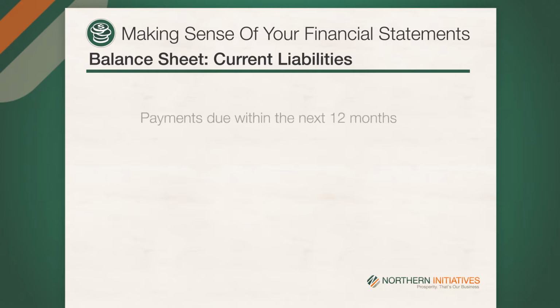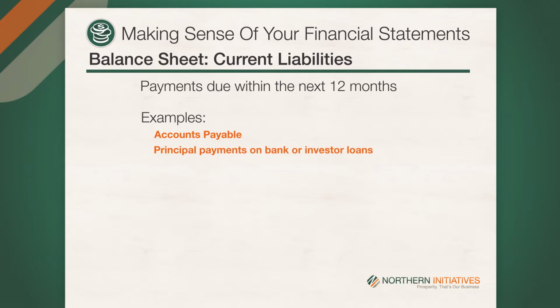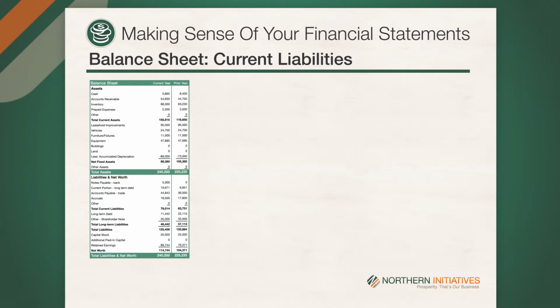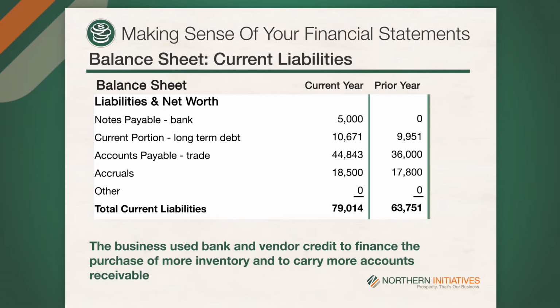Current liabilities are payments due within the next 12 months, such as accounts payable, principal payments on bank or investor loans, or accrued expenses such as payroll taxes. In the case study, total current liabilities increased from $63,751 to $79,014. New in the current year is a $5,000 note payable to the bank. Accounts payable trade increased $8,843 to $44,843. The business used bank and vendor credit to finance the purchase of more inventory and to carry more accounts receivable.